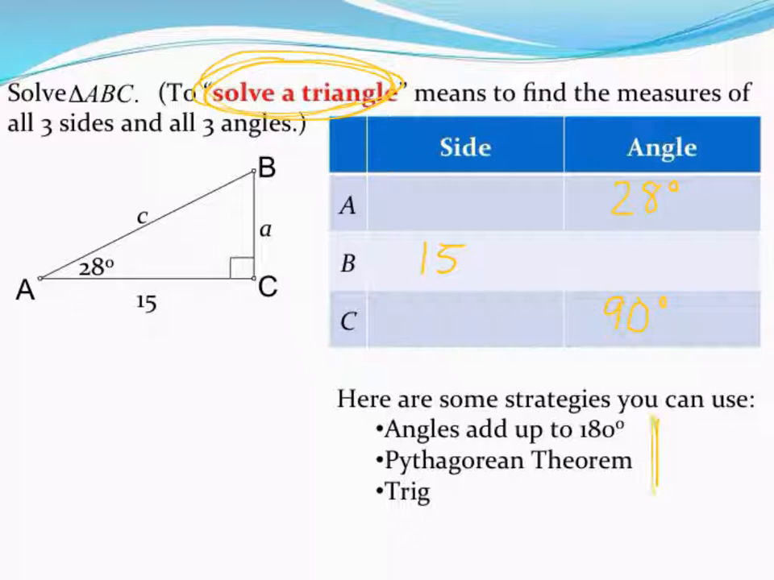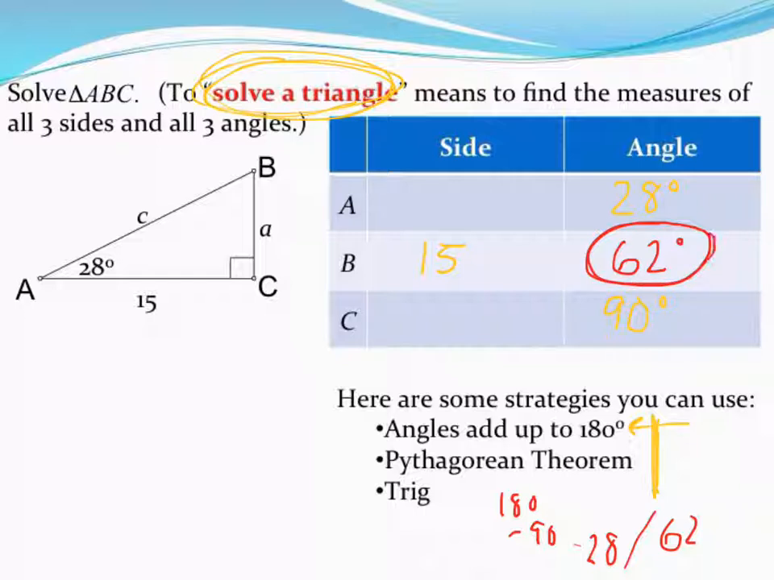Down here I've given you some ideas you can use to help you find what's missing in these triangles. The first thing is, remember that angles in a triangle always add up to 180. Since I know 2 of the angles, I should be able to find the third angle right away. There's 180 degrees total in a triangle. I'm going to subtract off the 90 that I already have, and subtract off the 28 that I already have. What's left over is 62 degrees. There's one of my answers. So, 1 answer down, 2 to go. I like to circle my answer, so there's 62.